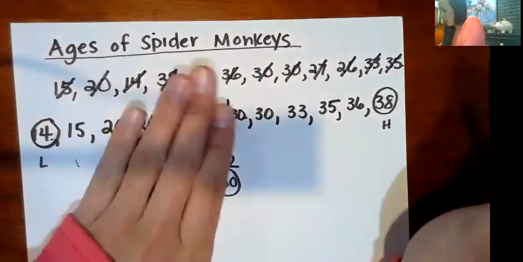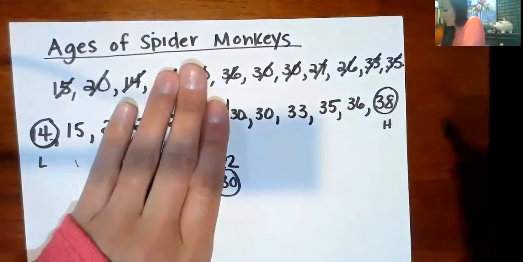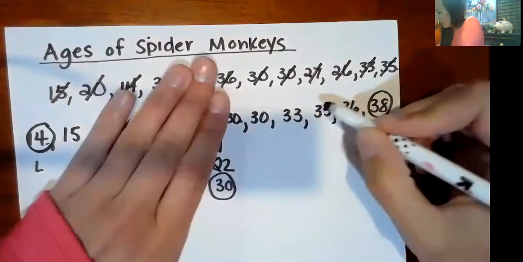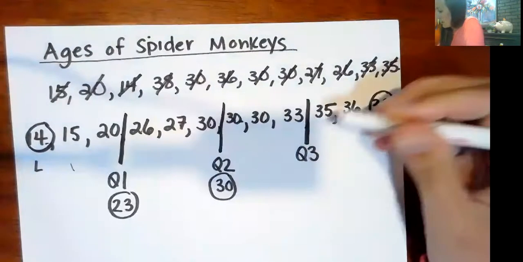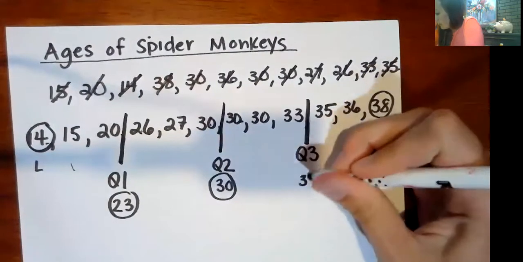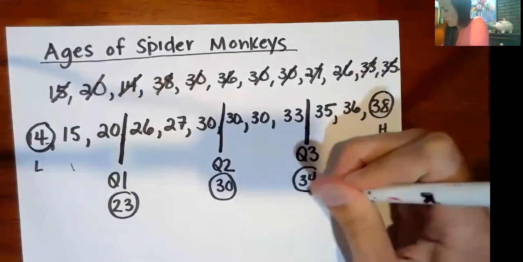All right, now I'm going to take these 6 over here, and find the middle of those. 1, 2, 3. That's going to be Q3. And in between 33 and 35, this one's easy, 34.